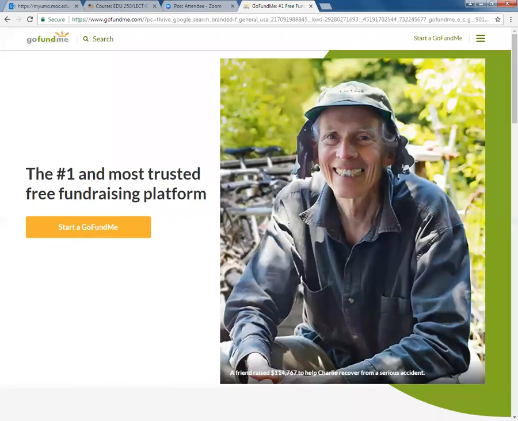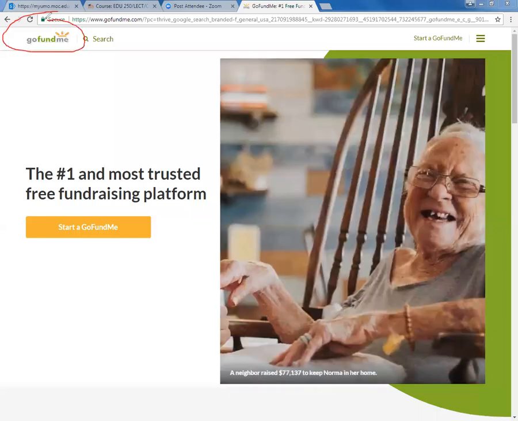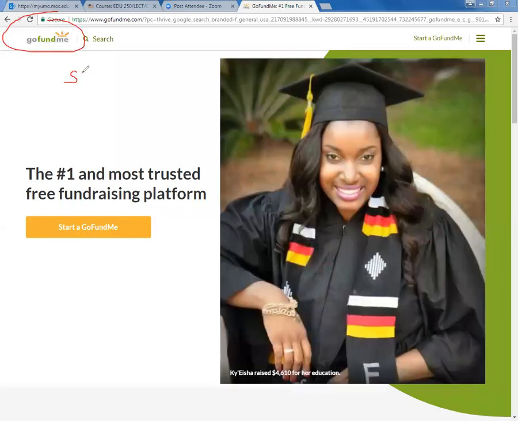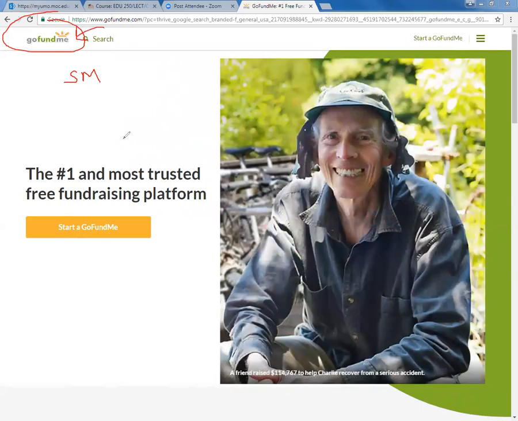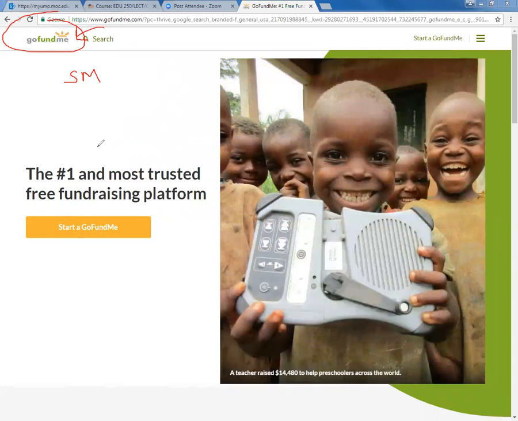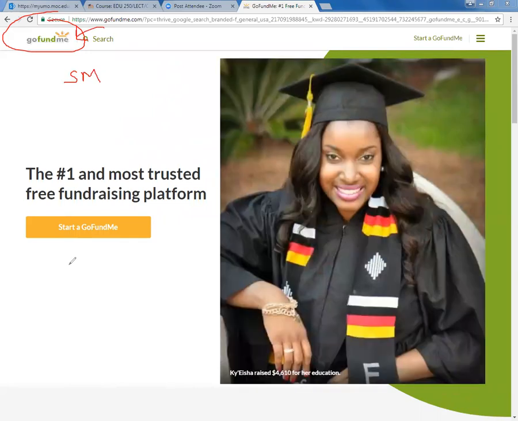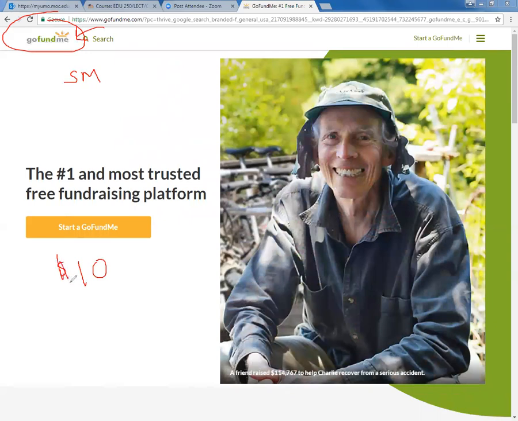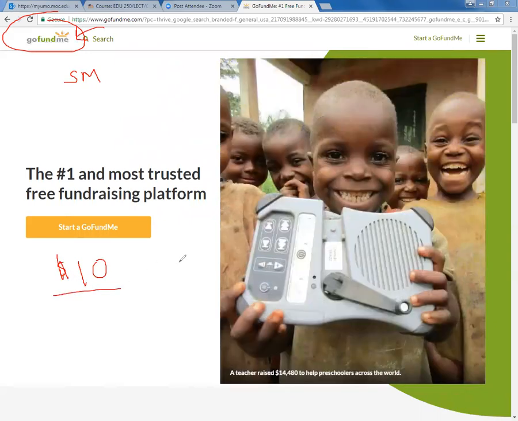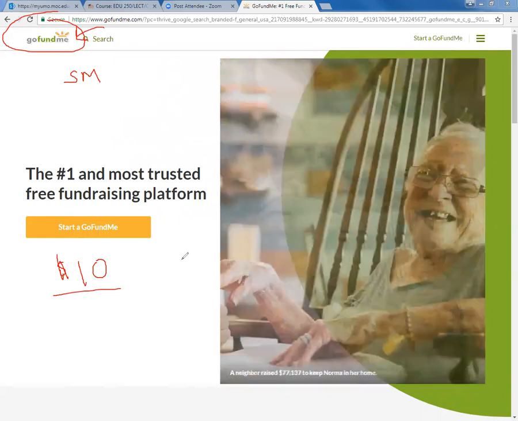I said, start a GoFundMe. Maybe you've participated in one of these before. This is an example of social media where we're using a free platform to start fundraising for a project. You can see what your goal is. In their case, their goal was $10,000, my friends, because they needed to move their father from overseas back to the United States.